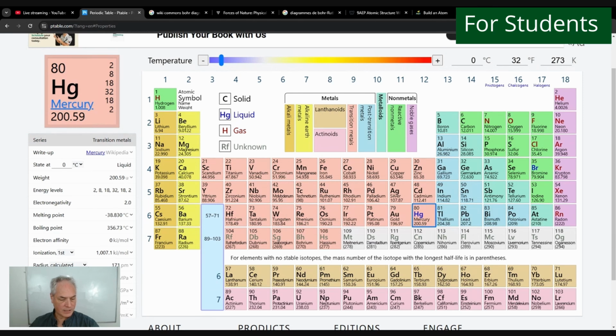Perfect. So we talked about this trend, and now let's look at some other trends. If you look at the first row, we have two elements, which are hydrogen and helium.